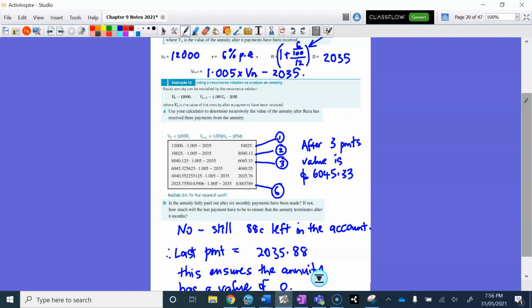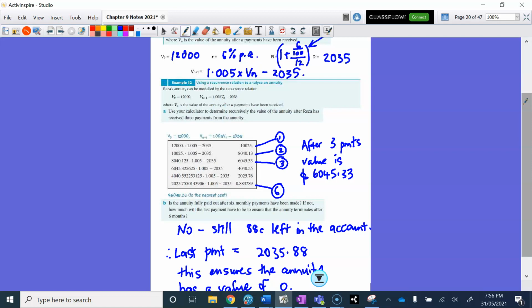So recursively, you need to find the value after 3 payments has been received from that annuity. After 3 payments, you can see there that the value of the annuity is $6,045.33 left. So then he continues on his trip, taking out 3 more monthly payments.